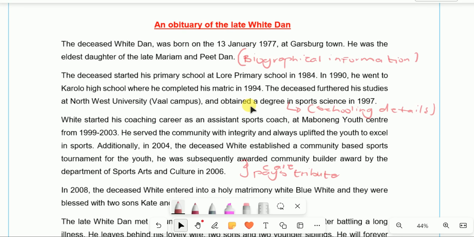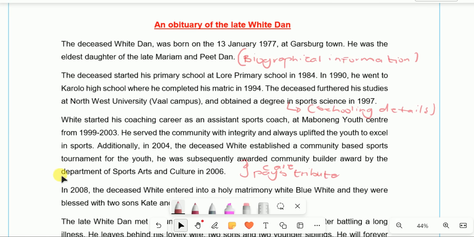Remember, you are noting the most important achievements and events of the deceased. So it's important not to leave the readers with question marks, like, okay, he went to university, and then what? Did he complete? Did he not complete? What did he obtain at the university? Please make sure that you detail everything to the letter. The deceased furthered his studies at Northwest University Val campus and obtained a degree in sports science in 1997. So paragraph 2, that means I'm done with schooling life.